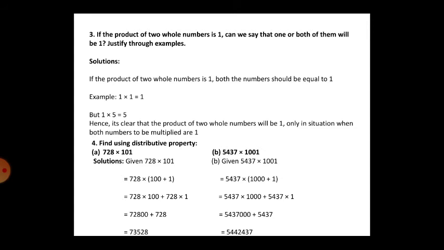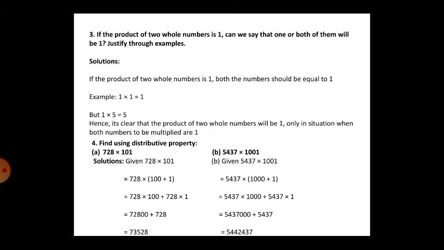So 728 multiply with 100 is 72,800, plus 728 multiply with 1, 728 only. Then again 72,800 plus 728 is 73,528. Like that only.